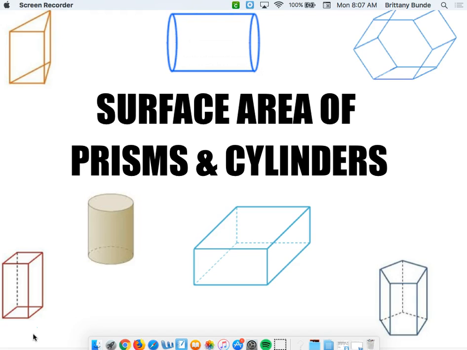Let's try another one. What would this be? Name it by its base shape and prism or pyramid. Okay. What about this guy? Rectangular prism. One more. Cube, right? Okay.